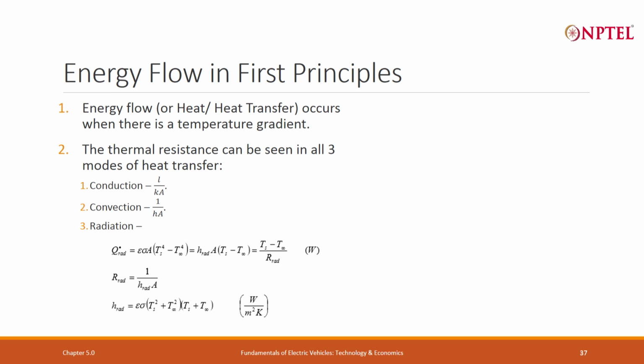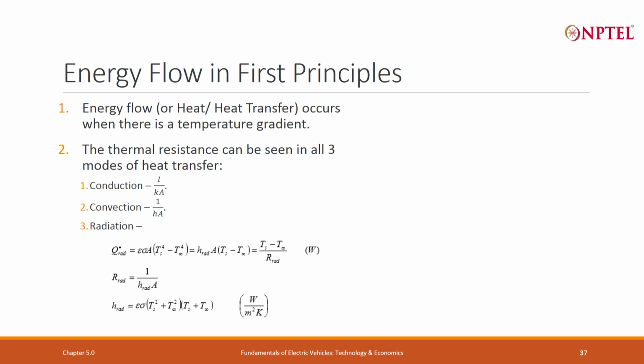So, how do we define that? The Q convection is nothing but H A delta T, where H is the convective heat transfer coefficient. A again is the cross sectional area, and delta T is the difference between the ambient and that particular object temperature.